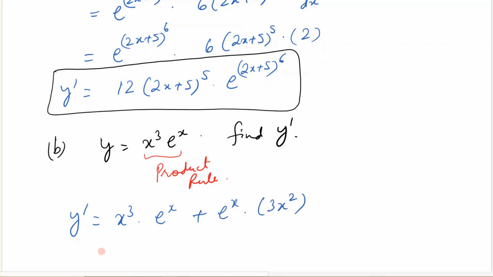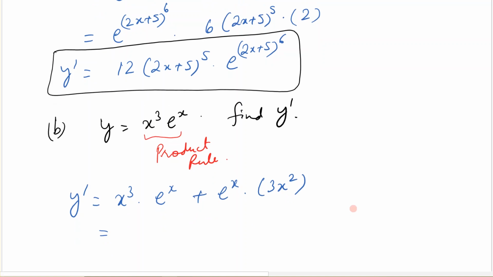and the derivative of x cube would be 3x square. So overall, we can see that x square is a common factor, and e raised to power x is a common factor. In the first term, we are left with x, and in the second term, we are left with 3. So this is good enough. That is our final result.